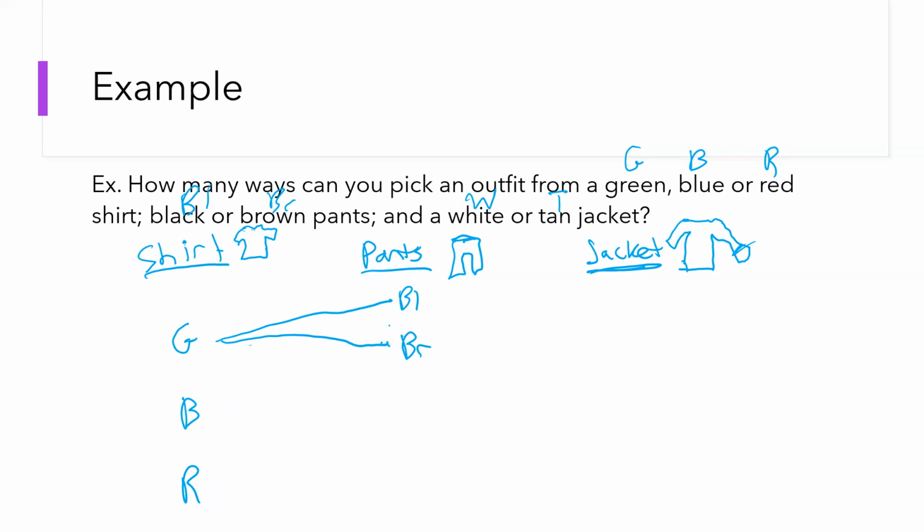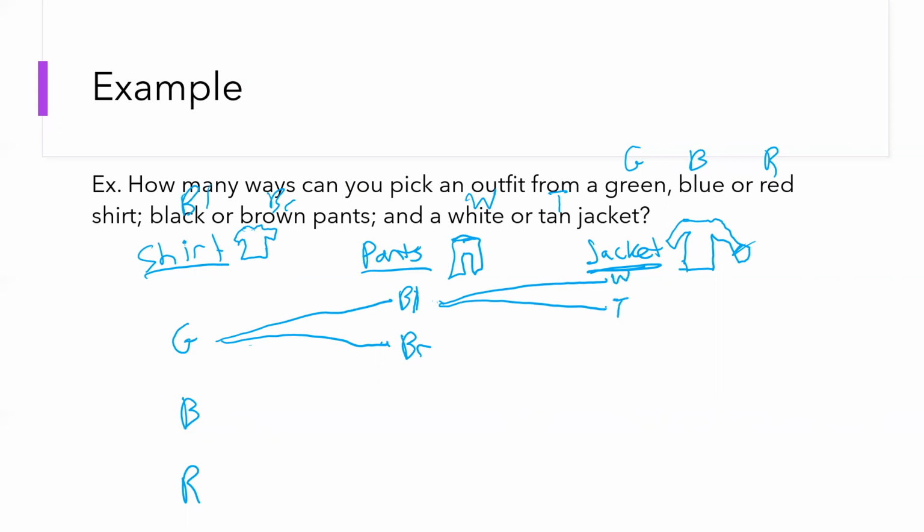So what I do next is I then think about, okay, well, if I ended up picking the green shirt and then the black pants, from the green shirt with the black pants, I still have two choices to make about the jacket. I can still pick the white or the tan.